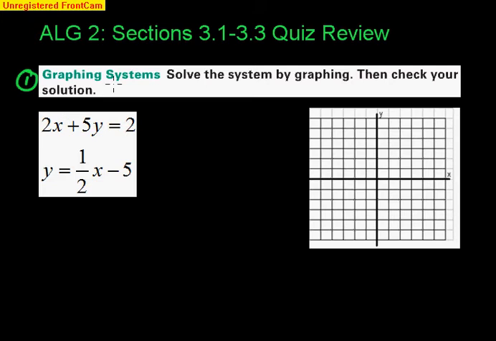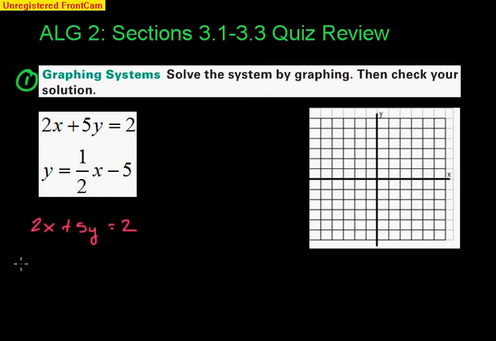So here's my first system. We have to solve it by graphing. Here are your 2 equations. One is in standard form, 2x plus 5y equals 2. The other's in slope-intercept form. So I wanted to go over each method, alright? So here we go. 2x plus 5y equals 2.